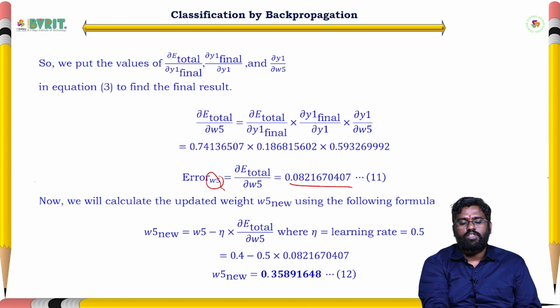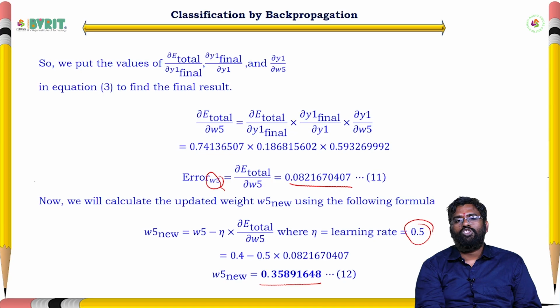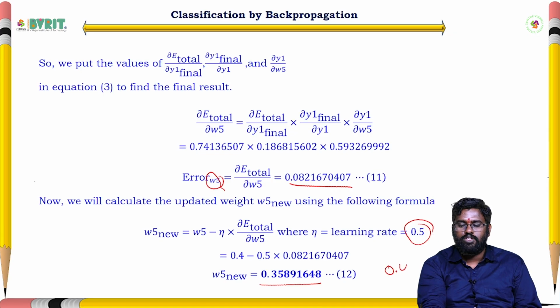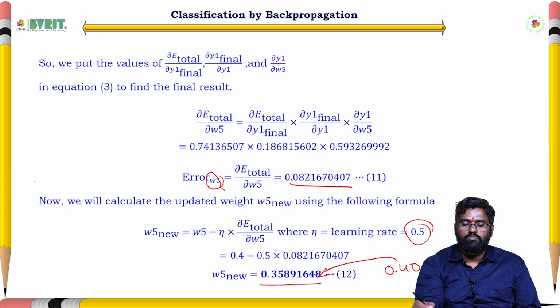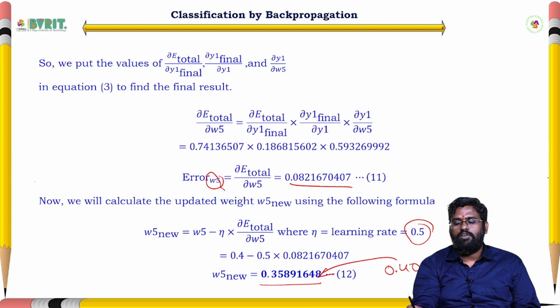Now the new value of W5 is W5 minus eta into the derivative with respect to W5. The eta value is 0.5, and after substituting we get 0.3589. In the diagram example we took the W5 value as 0.40. Now that value is updated to 0.35 by implementing the backpropagation algorithm. So the actual value was 0.40, but we update it to 0.35.